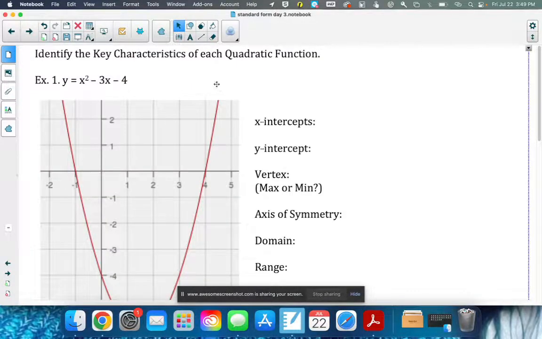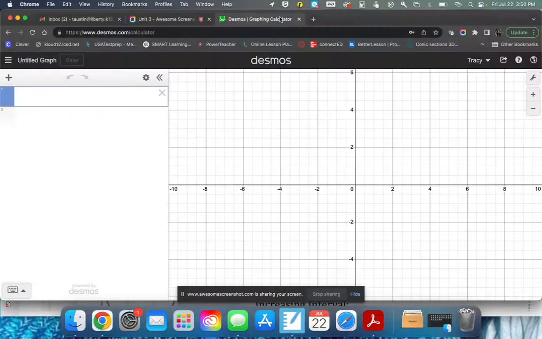So first example. I've gone ahead and given you the equation. I've given you the graph just in case you're having a hard time putting it into Desmos, but I'm going to show you how to type this into Desmos. So y equals x squared minus 3x minus 4. So we're going to type this in.